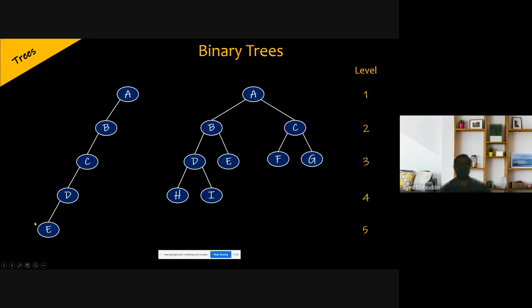Let us look at this tree, which has only left children. So here A is there, it has one child B, B has one child C, C has one child D, D has one child E, and E is a leaf node, it doesn't have any children. So is this a binary tree? Can anybody answer? Is this a binary tree?